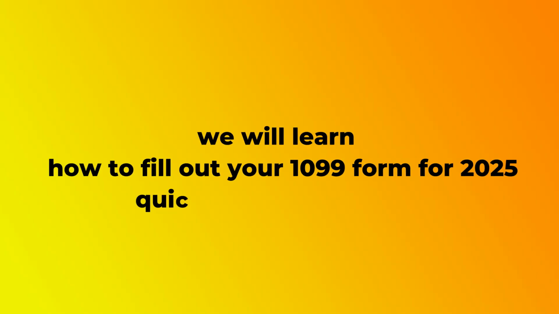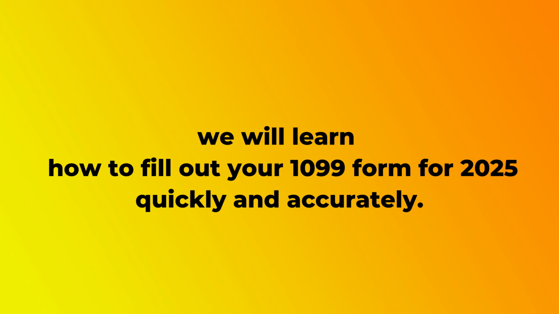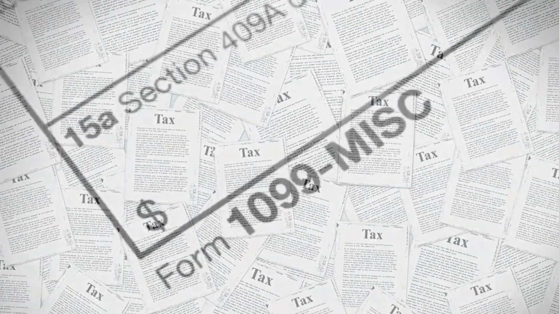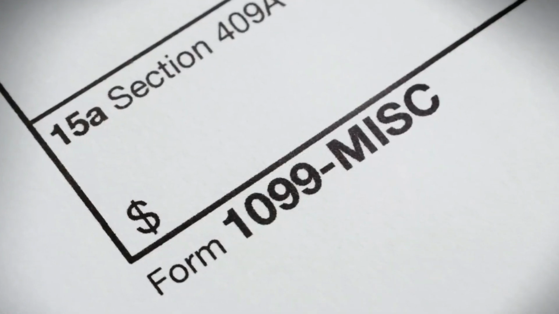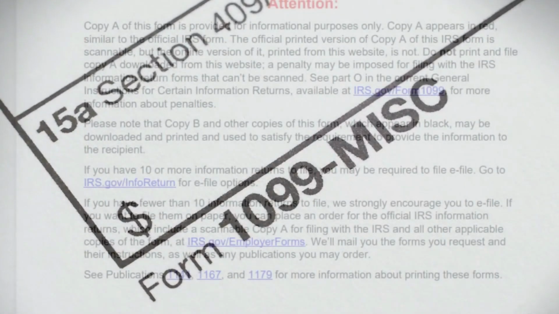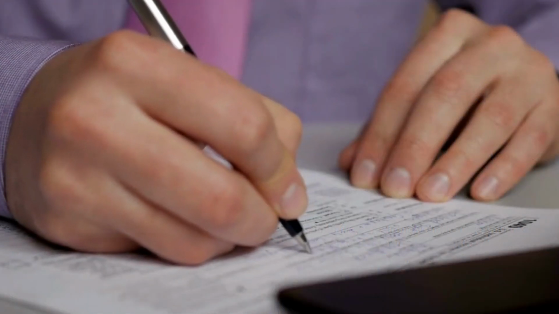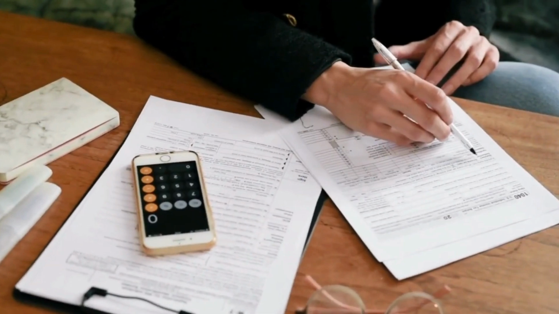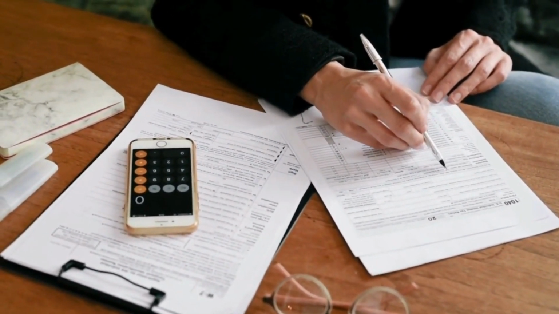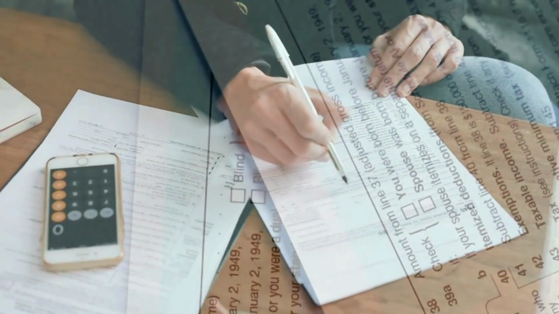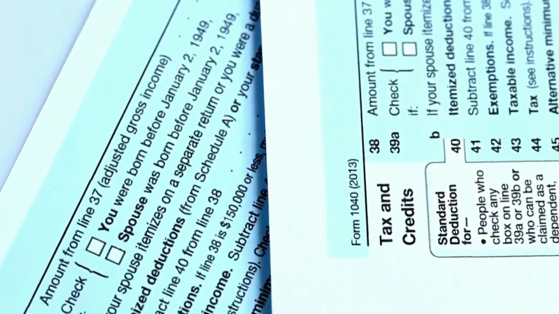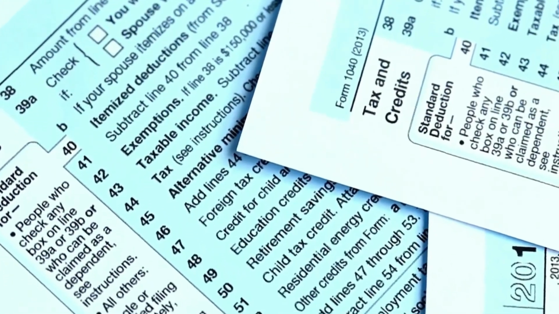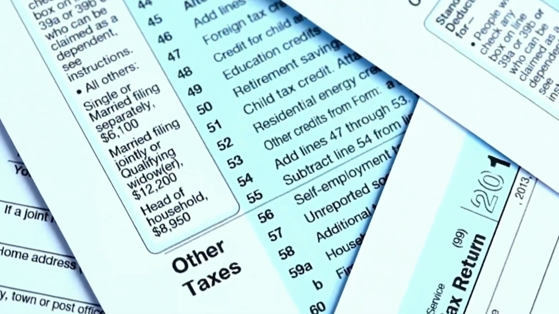Today, we will learn how to fill out your 1099 form for 2025 quickly and accurately. The process is almost the same as in previous years, but there are a few important details to keep in mind. The two most common forms are the 1099, which is mainly used for independent contractors and freelancers, and the 1099 MISC for reporting other types of income. In this video, we'll focus on the 1099 NEC, since it's the one most businesses and contractors deal with.